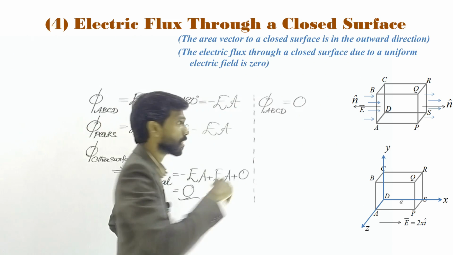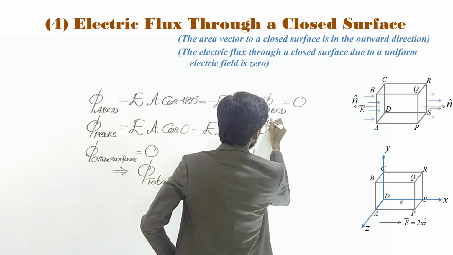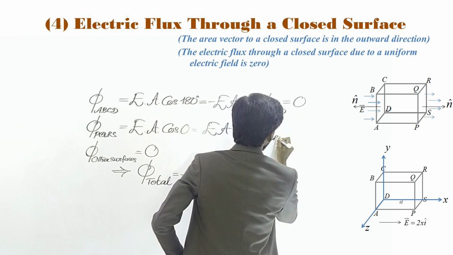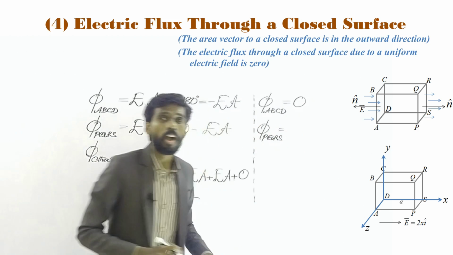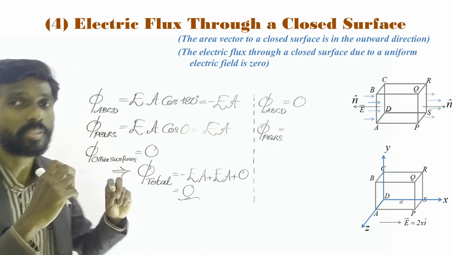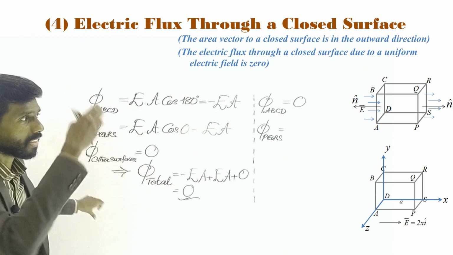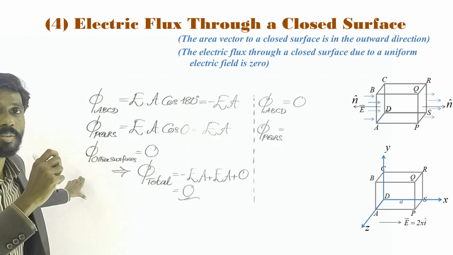Now similarly, the other surface PQRS. So let us find the electric flux through the surface PQRS. On that surface also the electric field is constant, because that surface PQRS has x value, okay, a.